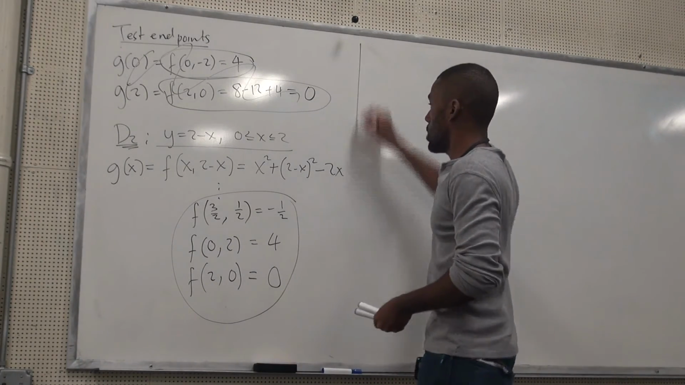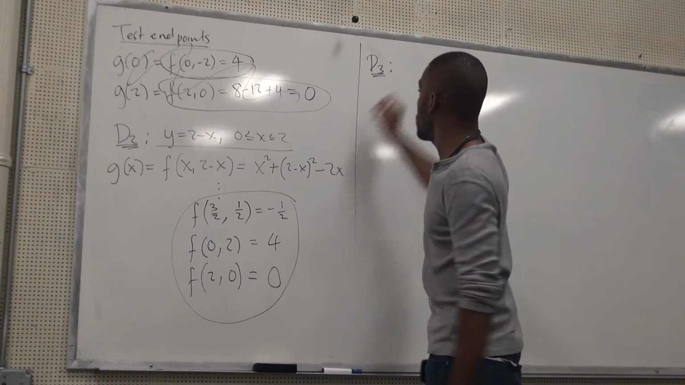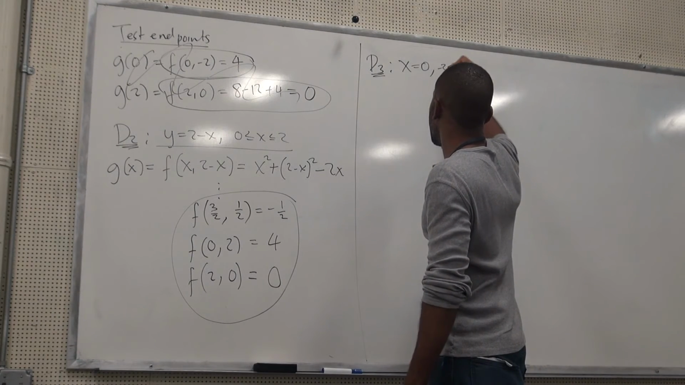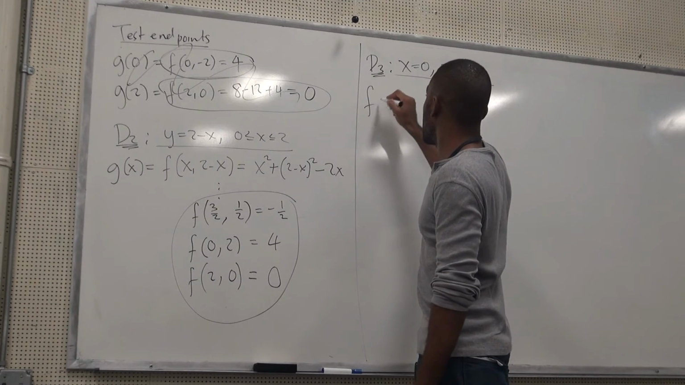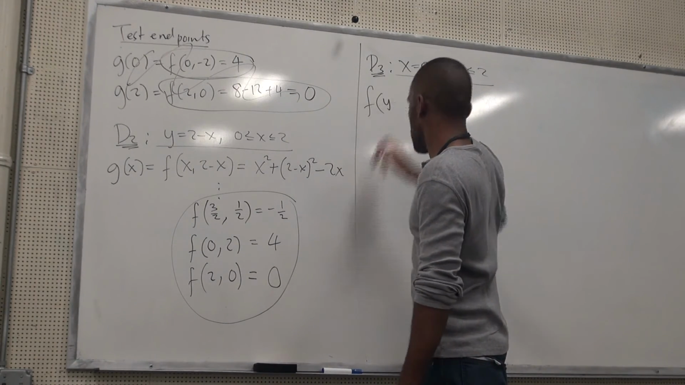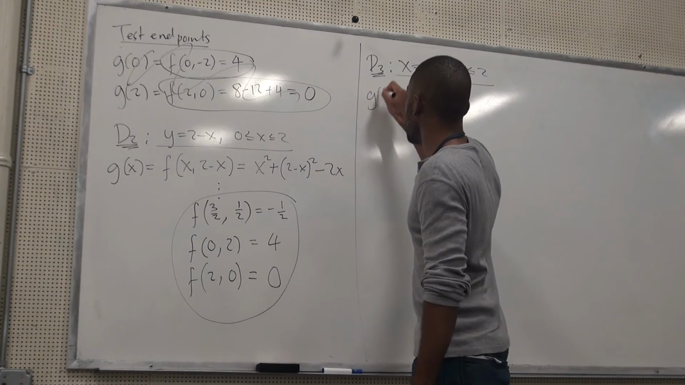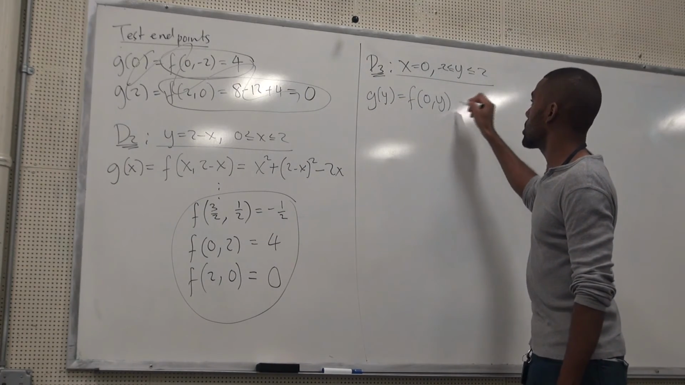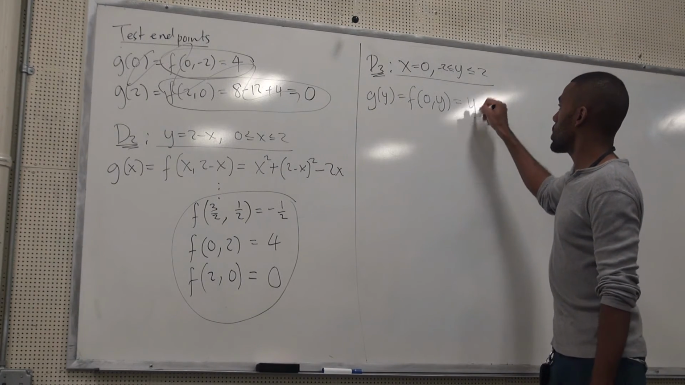So anyway, continue. D3 is the last one. In D3 we just have x equals 0, and our y ranges from -2 to 2. Which means I'm going to create a function of y, g of y, which is f of 0 comma y, which is just y squared.